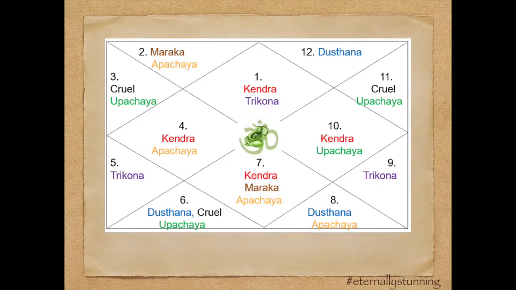Now comes the Trikona houses. So for Trikona, 1, 5, 9, because they make the triangle, the base of the triangle is made by Trikona houses, and they are also known as Dharma houses or the houses of luck. And then the Upachaya houses, which are 3, 6, 10, 11. Upachaya meaning prosperity. These are the houses of growth. And then come the Dustana houses. These are called the houses of spirituality, and they are the 6, 8, and 12 houses.